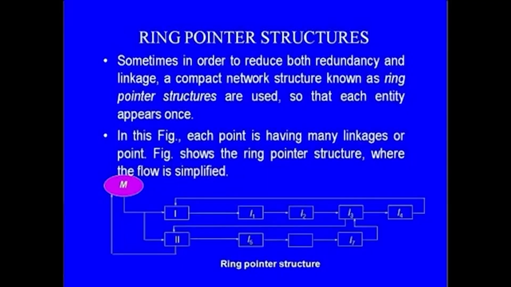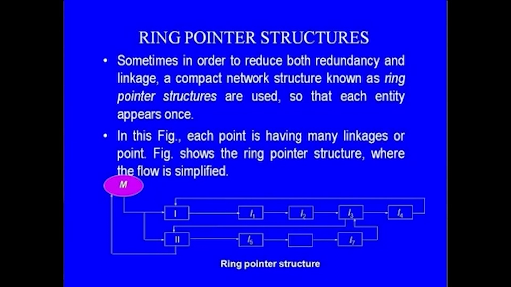Well, sometimes what we can do is, in order to reduce both redundancy and linkages, a compact network structure known as ring point structures can be used so that each entity appears once. Taking the same example, in this figure, each point is having different linkages or points. The figure shows the ring structure where the flow has been simplified.